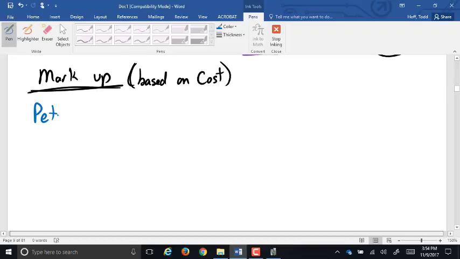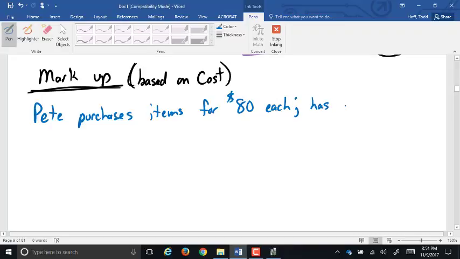So let's say that Pete purchases items for $80 each. Has a 30% markup. How much does Pete charge?